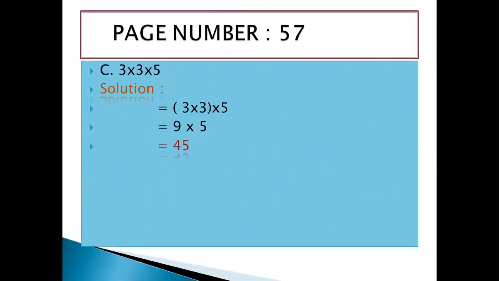In part C, 3 multiplied by 3 multiplied by 5. Now the partners are 3 and 3, and 5 is left. 3 3s are 9. 9 multiplied by 5 is 45. So the factors of 45 are 3 multiplied by 3 multiplied by 5.